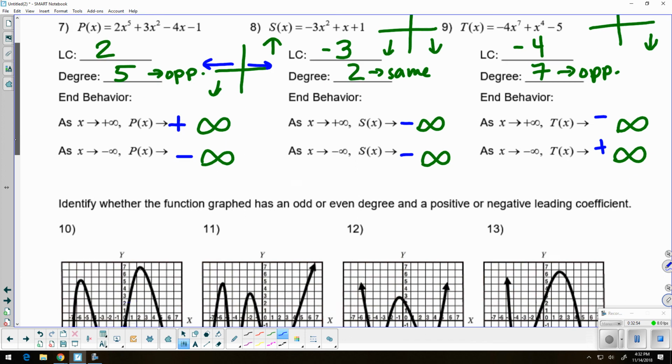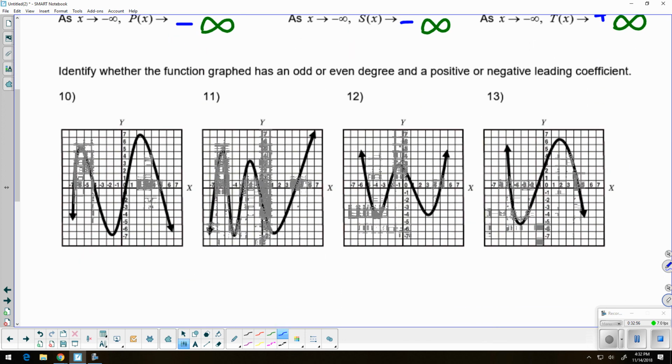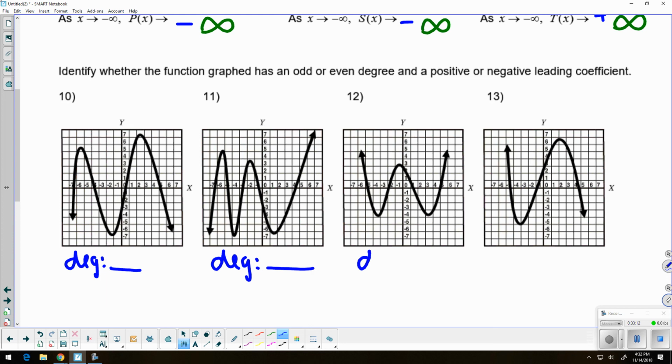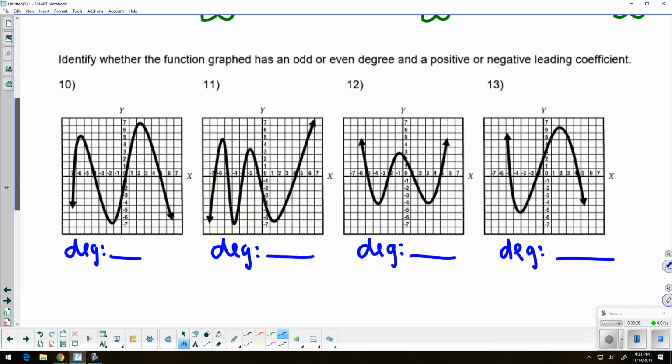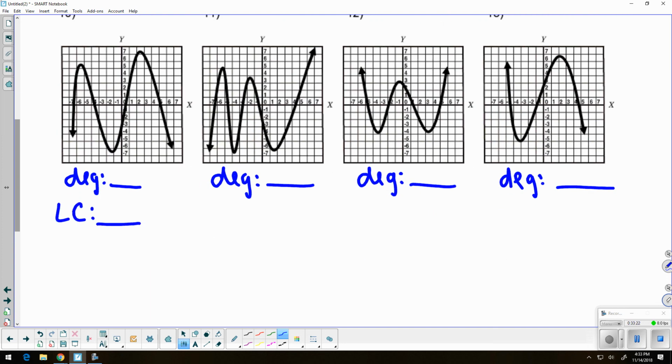Now, doing pretty much the same thing, but now we're actually going to be labeling it as an odd or an even degree and then a positive or negative leading coefficient. So let me set this up. Again, we're going to first be doing the degree, so put degree all the way across. Determine, is it going to be even or is it going to be odd? And then the leading coefficient, the LC, is going to be positive or negative, which is always the harder part. The degree is usually pretty easy, odd or even, but the leading coefficient is a little bit tougher.